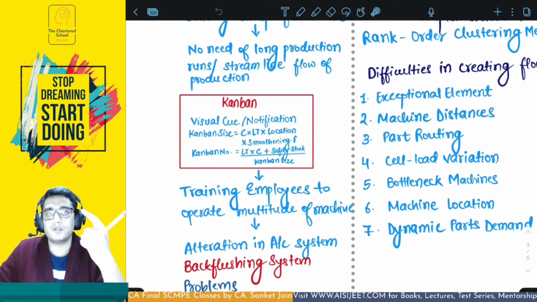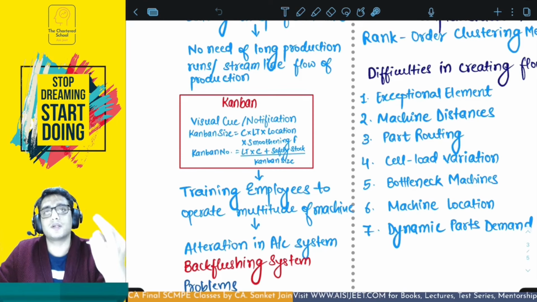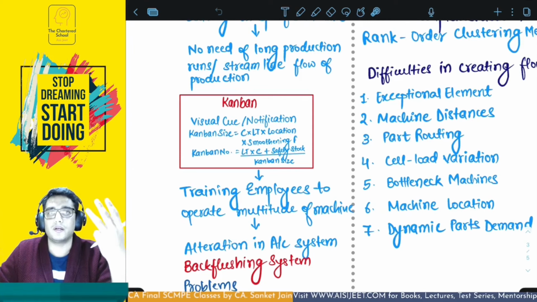Our per day consumption was 300 and the organization requires to keep safety stock of 3 days. So our safety stock is going to be 3 multiplied by 300. Hence safety stock is going to be 900.